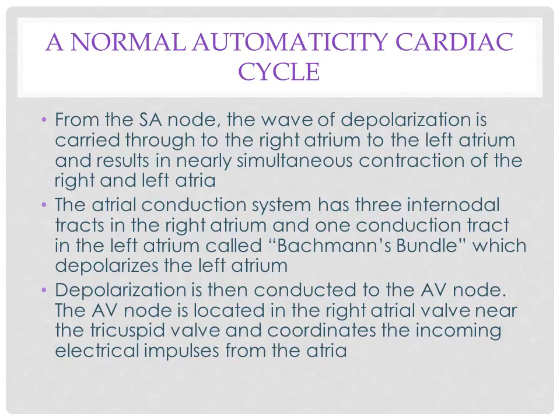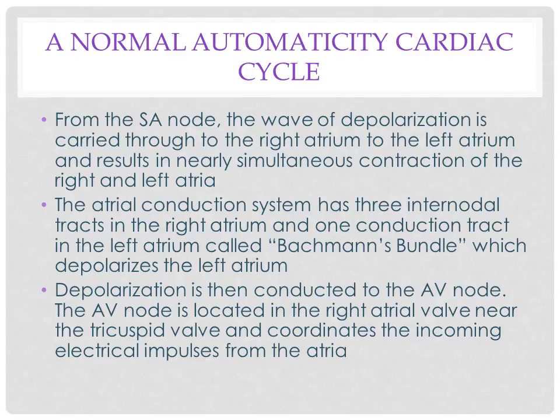A normal cardiac cycle. From the SA node, the wave of depolarization is carried through the right atrium to the left atrium and results in nearly simultaneous contraction of the right and left atria. The atrial conduction system has 3 internodal tracts in the right atrium and 1 conduction tract in the left atrium, called Bachmann's bundle, which depolarizes the left atrium. Depolarization is then conducted to the AV node.